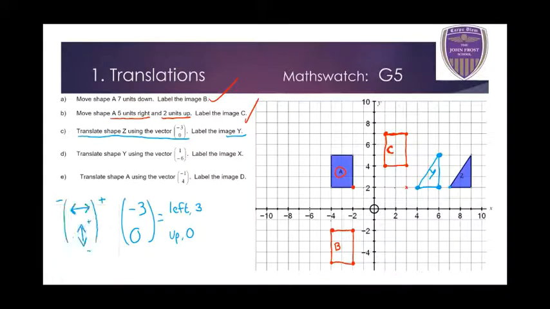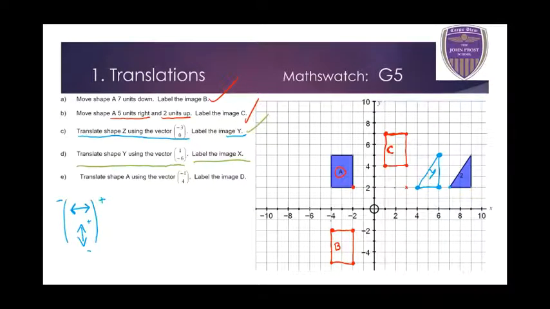Let's go with green. So part D now. So we've done that one. So part D, translate shape Y using the column vector 1, minus 6. We need to label this image X. Okay, so let's get rid of this last one here.